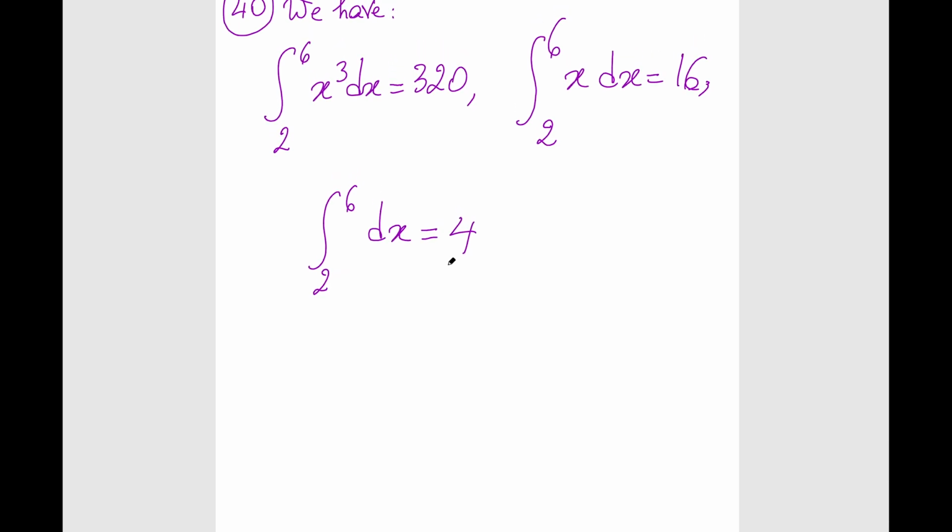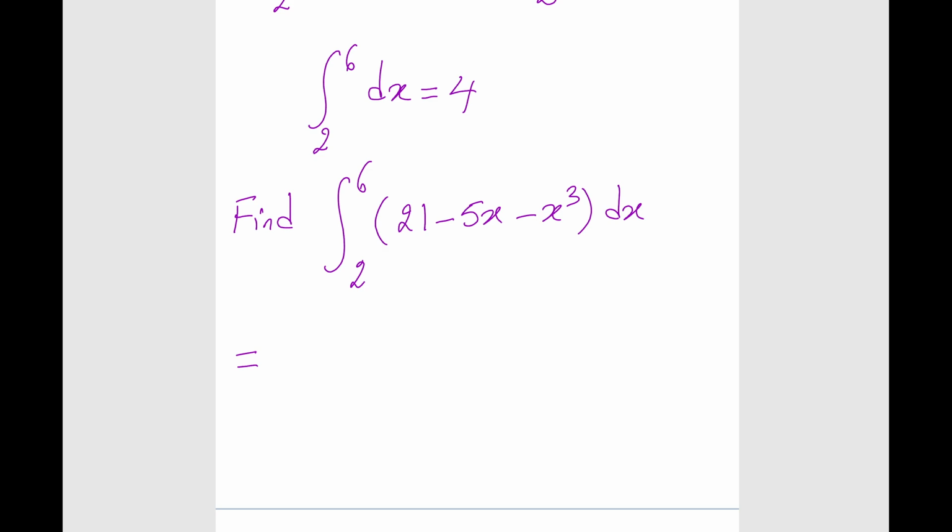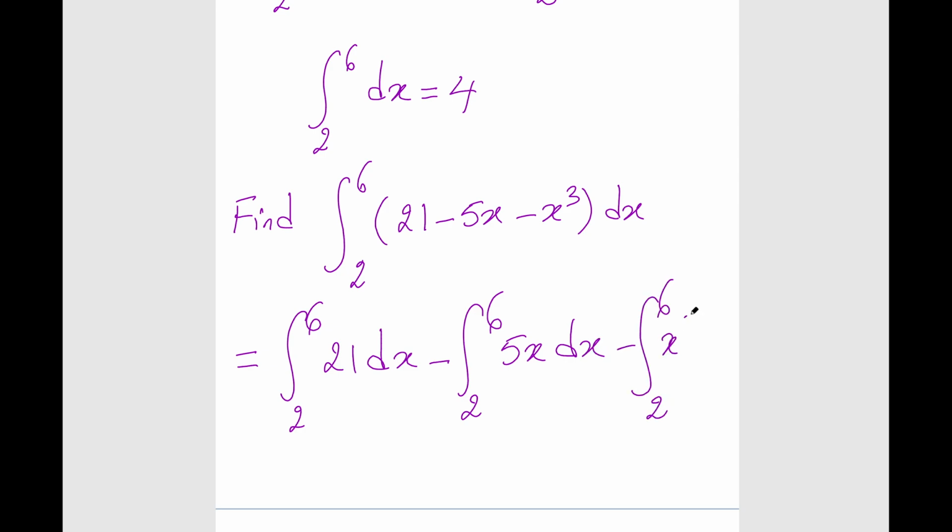Okay, they told us these anyway, and they want us to find the integral from 2 to 6 of 21 minus 5x minus x cubed dx, right? They want us to find this. So this thing is the same as, because integral commutes with addition and subtraction, in this case I have subtractions, so I can split this and get the integral from 2 to 6 of 21 dx minus the integral from 2 to 6 of 5x dx minus the integral from 2 to 6 of x cubed dx. What did I do here? I applied property 2 above, right? Property 2 above. Makes sense?